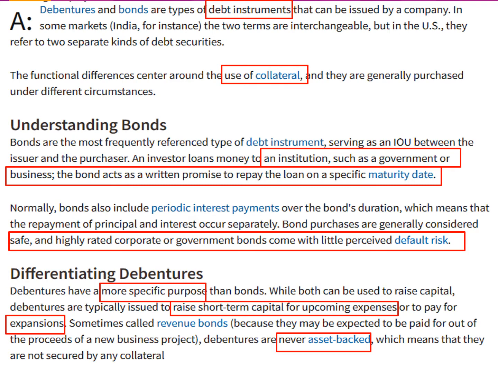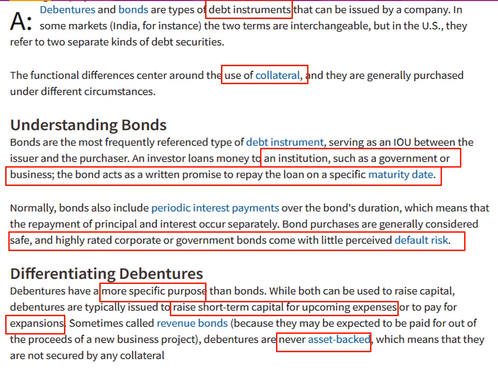Bond purchases are generally considered safe, and highly rated corporate or government bonds come with little perceived default risk. That means when we're talking about bonds, we refer mainly to highly rated corporate or government bonds. We say government bonds, we rarely say government debentures, because bonds usually refer to debt instruments without specific purposes, but with little perceived default risk. Default risk means not being able to repay the principal.